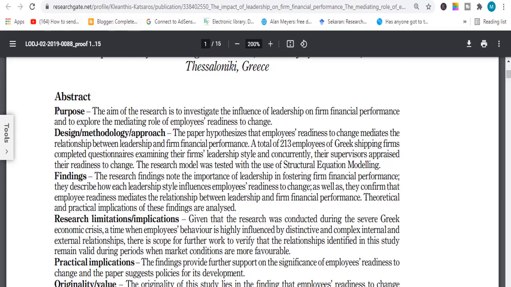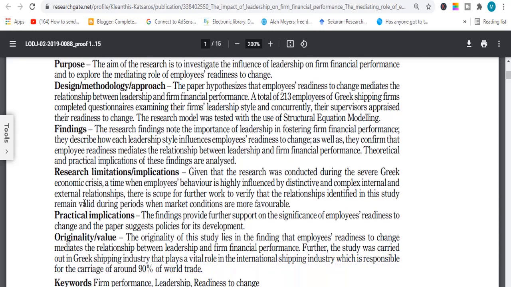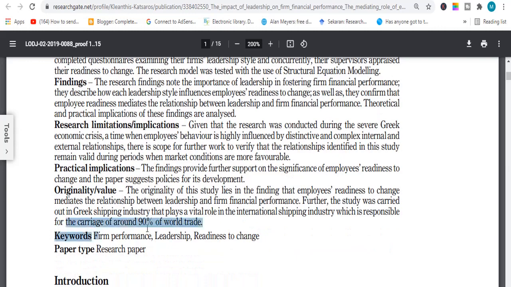So here they have given the purpose heading, then they are telling the purpose of the study, then there is a methodology heading, then they are telling the methodology, then findings they are telling. Okay, then research implications and limitations they are telling about, then practical implications, then originality and value, then there is keywords. Okay, so you can also write your abstract like this.